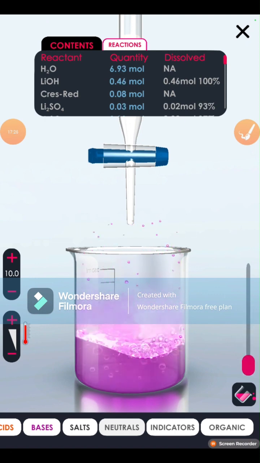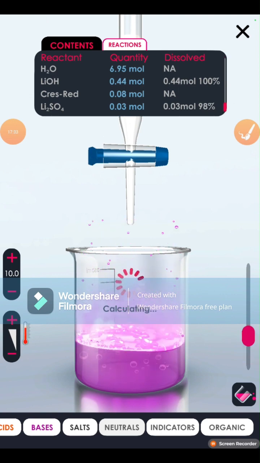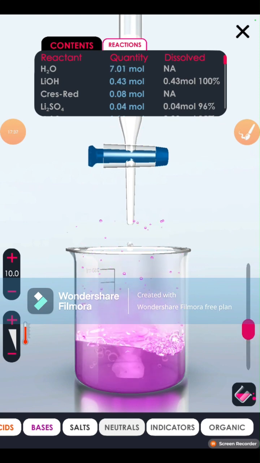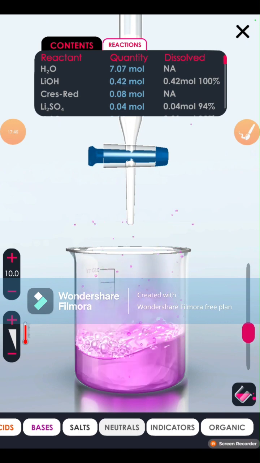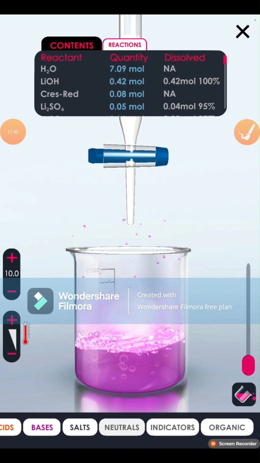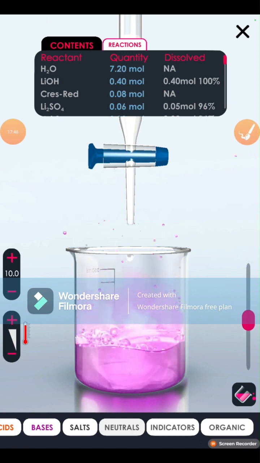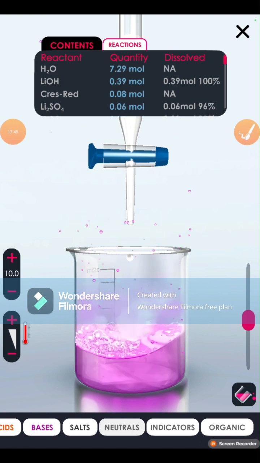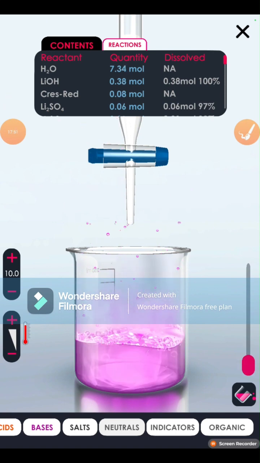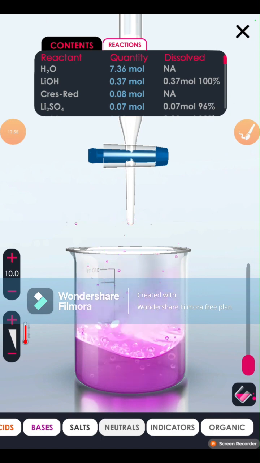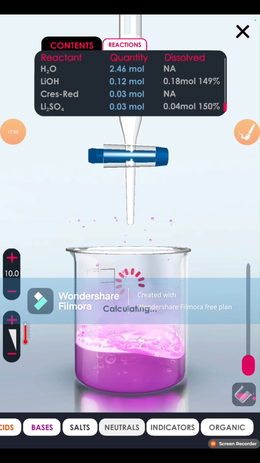So see, all the alkaline substances are bases, but not all bases are alkaline. Remember this point. As you can see, the temperature is rising. Temperature is slowly rising over here. As you can see, the temperature is rising. So neutralization is happening over here.